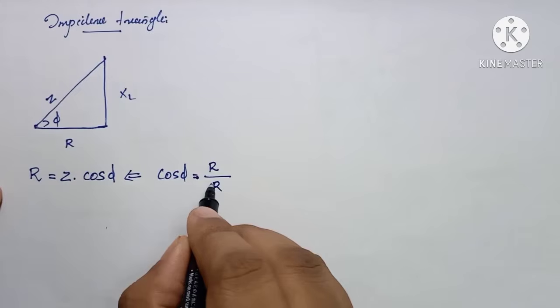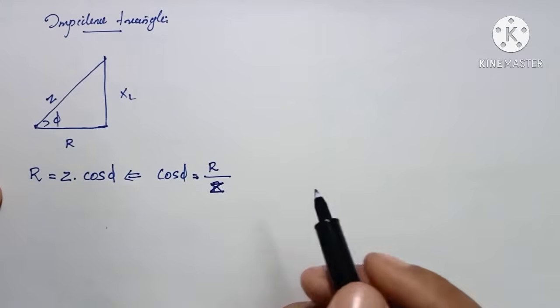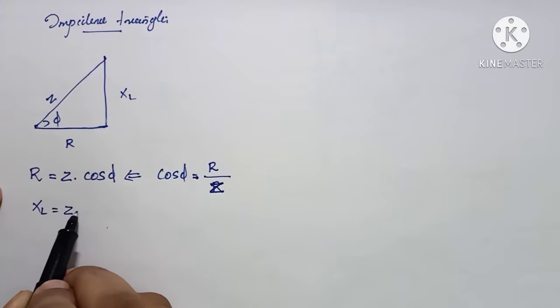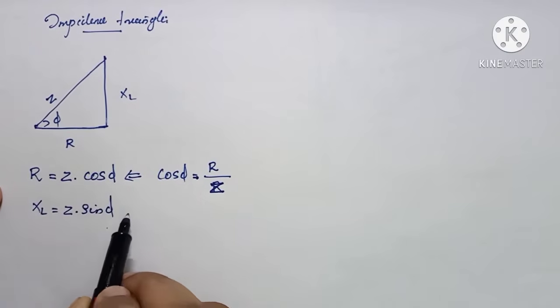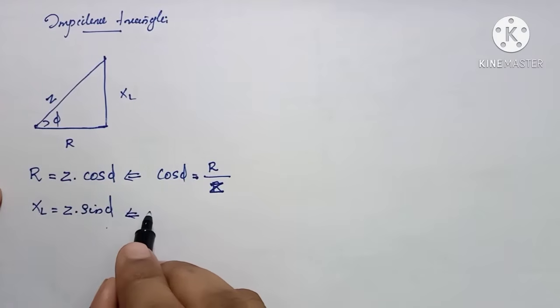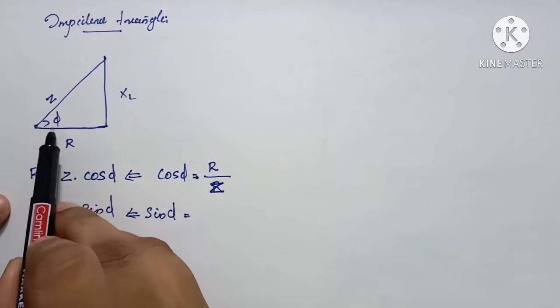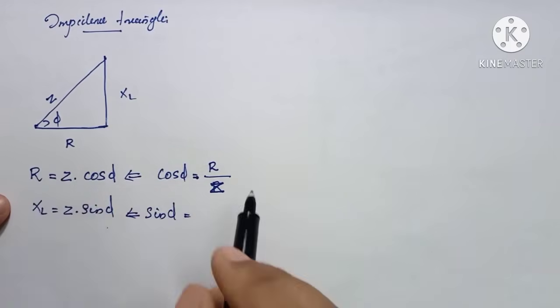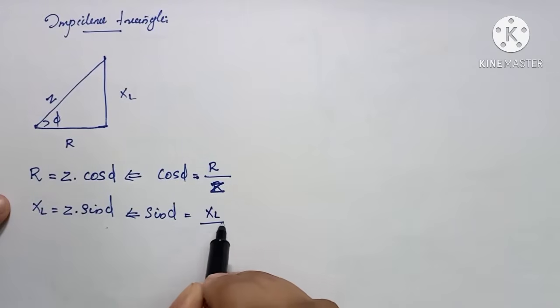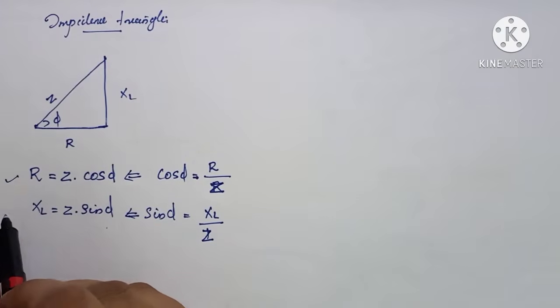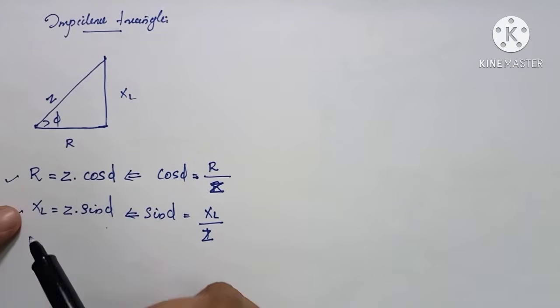Here the hypotenuse is impedance Z. And what will be XL? XL is nothing but Z into sin phi. From where did I get it? We know sin phi is equal to the opposite side of the angle phi divided by the hypotenuse. The opposite side is XL, so XL by impedance Z. Okay, so we will get the value for resistor and inductor in this case.